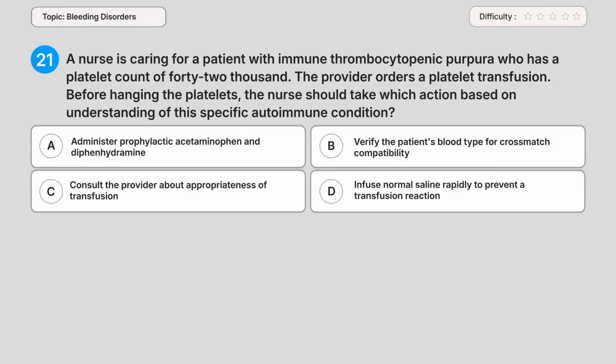21. A nurse is caring for a patient with immune thrombocytopenic purpura who has a platelet count of 42,000. The provider orders a platelet transfusion. Before hanging the platelets, the nurse should take which action based on understanding of this specific autoimmune condition? A. Administer prophylactic acetaminophen and diphenhydramine. B. Verify the patient's blood type for cross-match compatibility. C. Consult the provider about appropriateness of transfusion. D. Infuse normal saline rapidly to prevent a transfusion reaction.